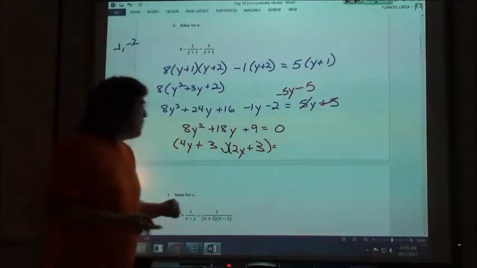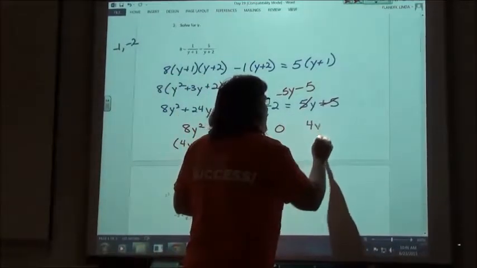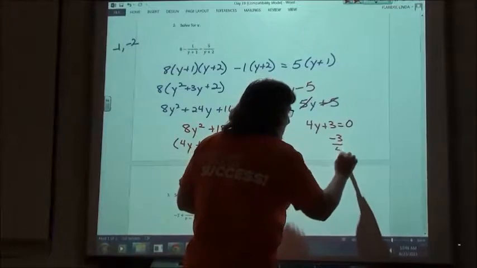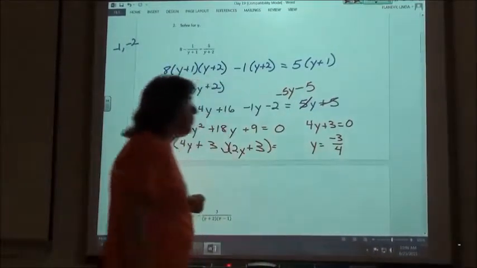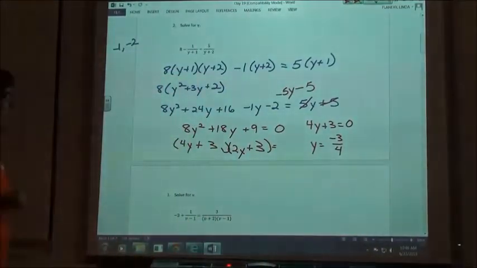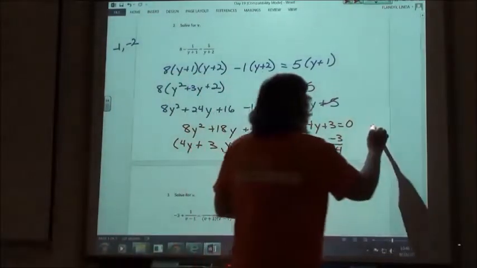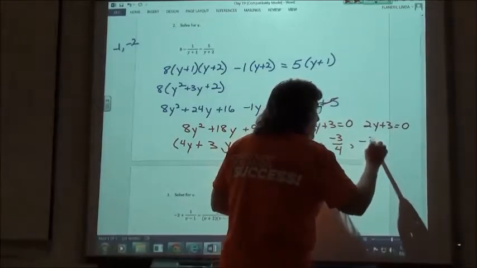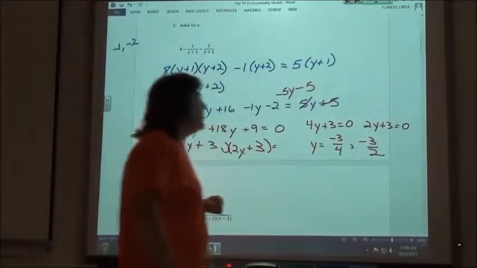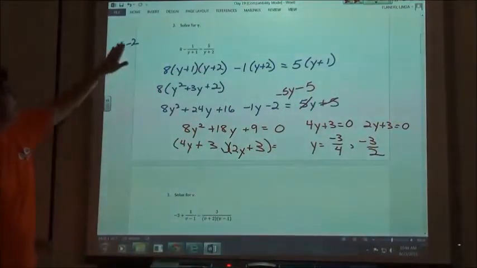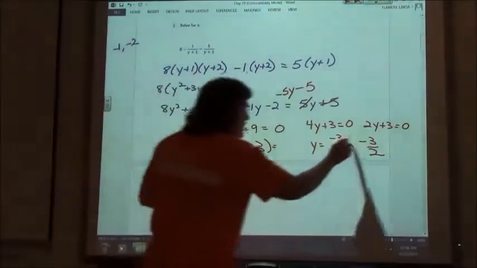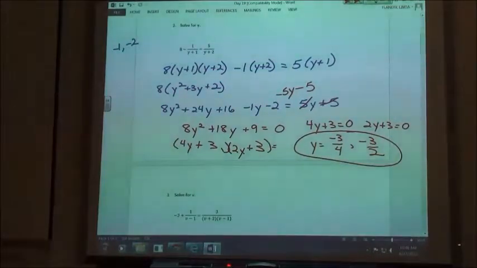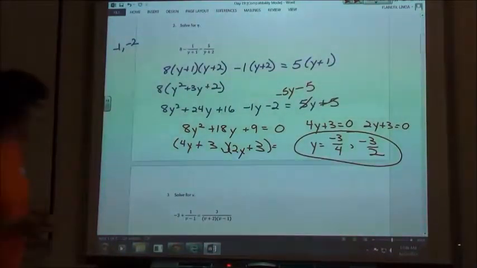So if 4y plus 3 equals 0, I'm going to minus my 3 and divide by my 4. So -3/4 would be the solution on that one. If 2y plus 3 equals 0, I'm going to minus my 3 and divide by the 2. So -3/2. Didn't get either of my exclusions, so -3/4 and -3/2 should be my 2 answers. You guys get to help me with the next one.